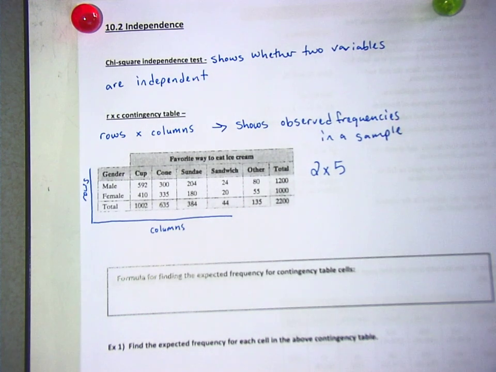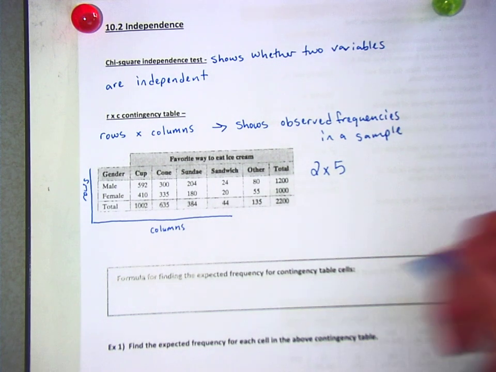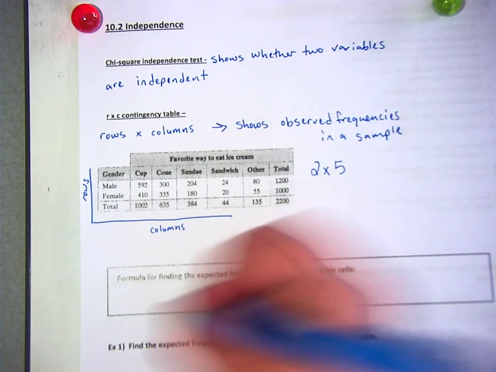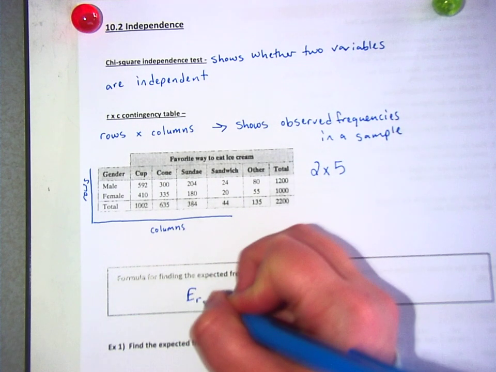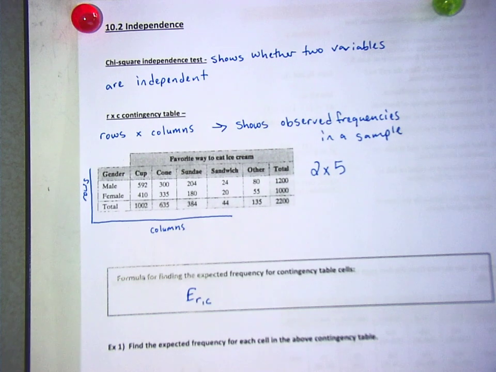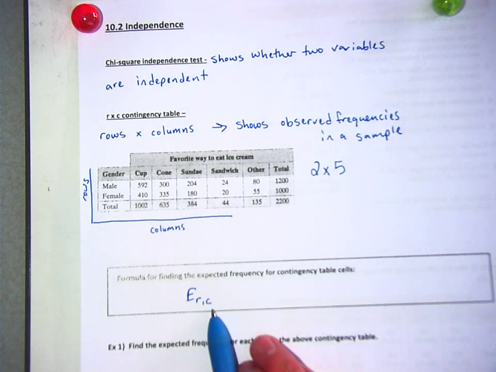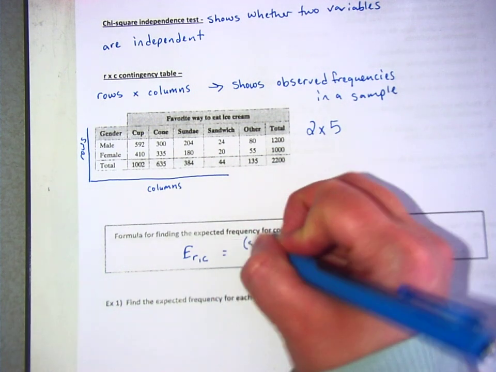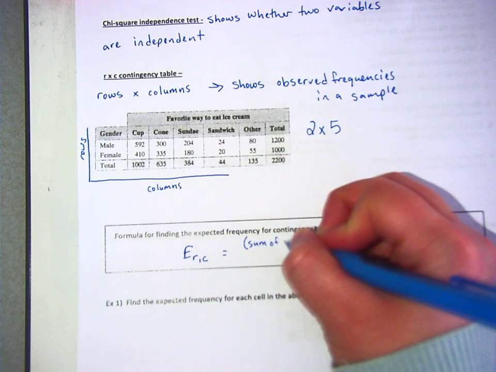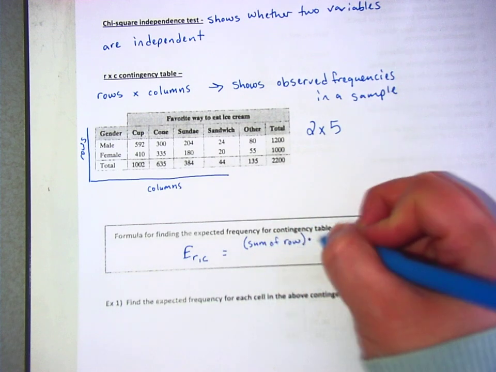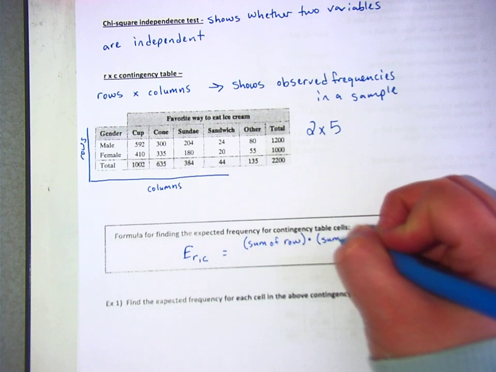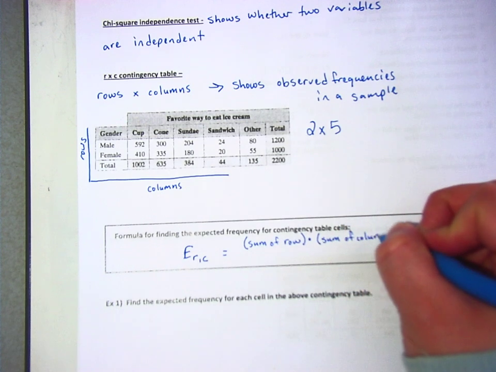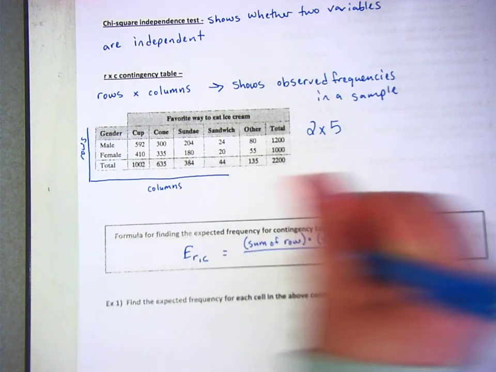The formula for finding the expected frequency for contingency table cells is, I don't like this, but this is how they write it. The expected frequency, and this is row, comma, column. So 1, 1, if you're looking at the top left spot, is equal to the sum of the row times the sum of the column, divided by your sample size.